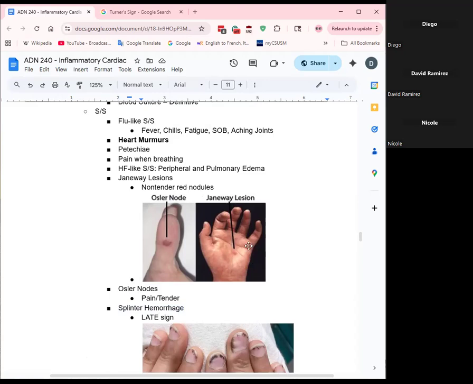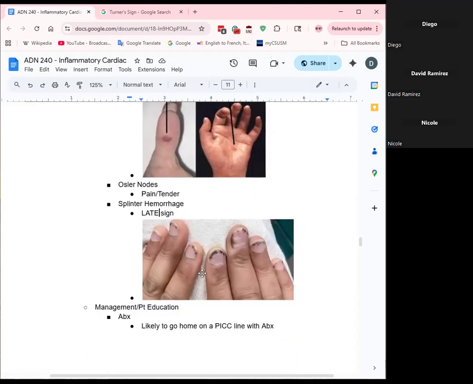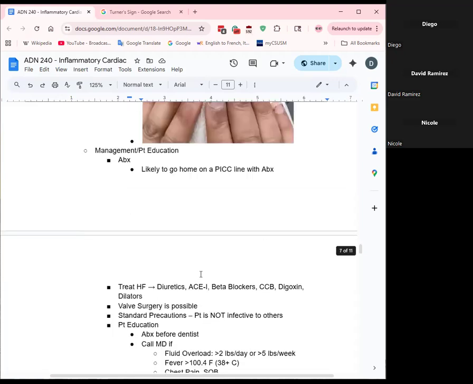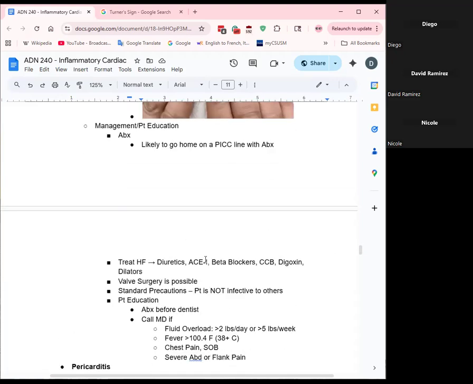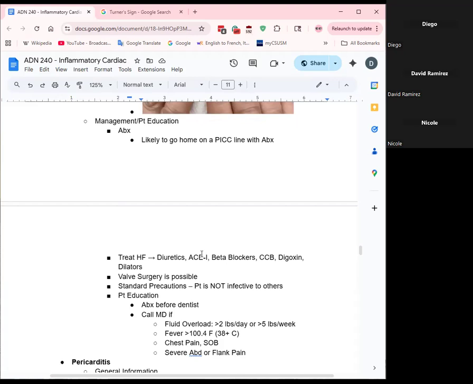And then from this picture, these lesions are painless. These lesions on their finger are painful. But the important thing here is going to be your management. So they have an infection, so they're going to get antibiotics. They have heart failure-like symptoms, so they're going to be treated for their heart failure-like symptoms. That would include all your typical management: diuretics, ACE inhibitors, beta blockers, all that stuff, whatever is appropriate.